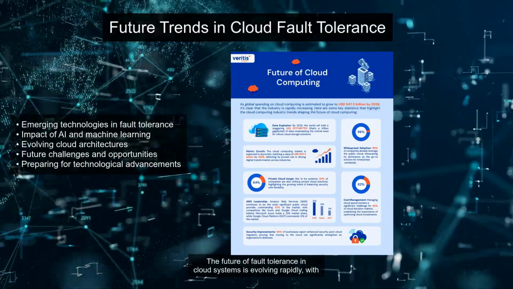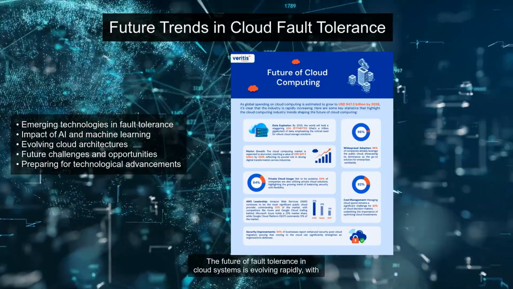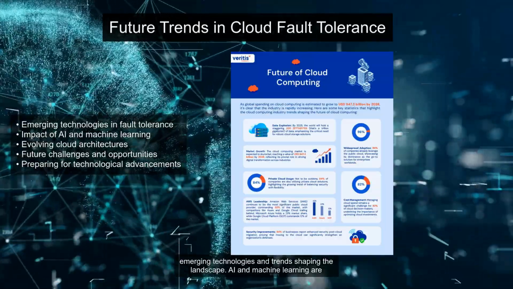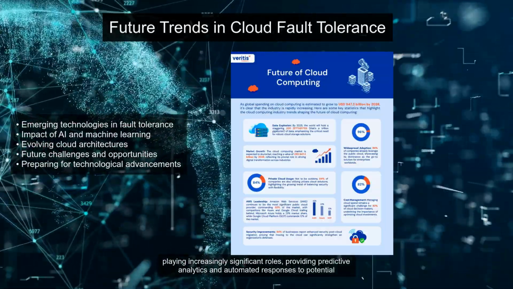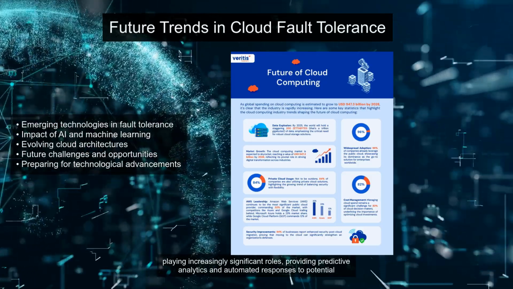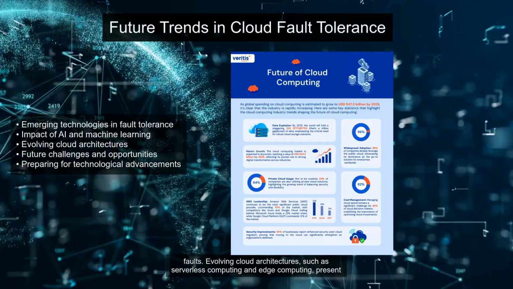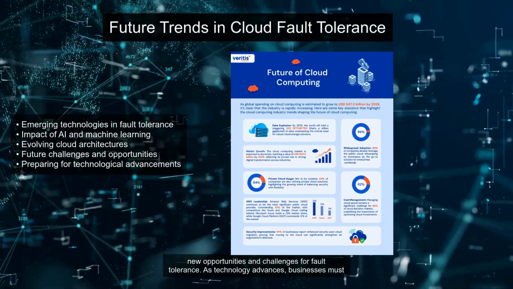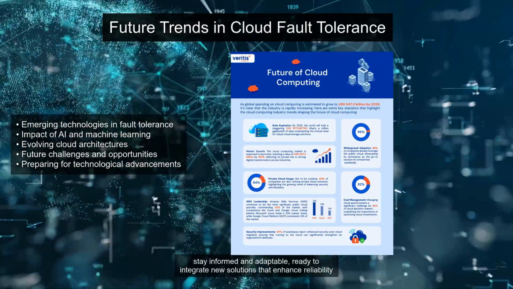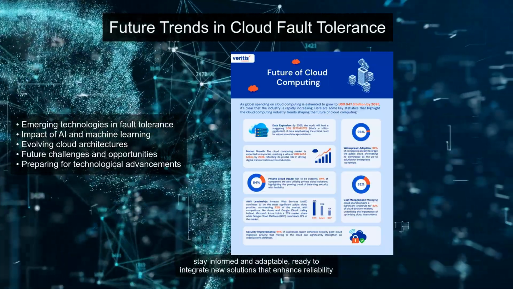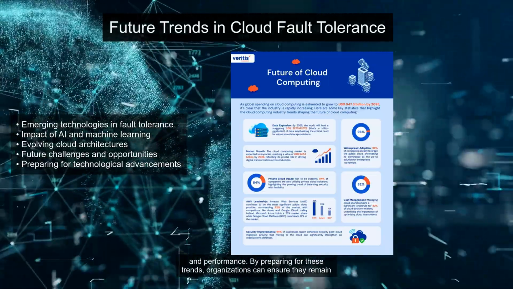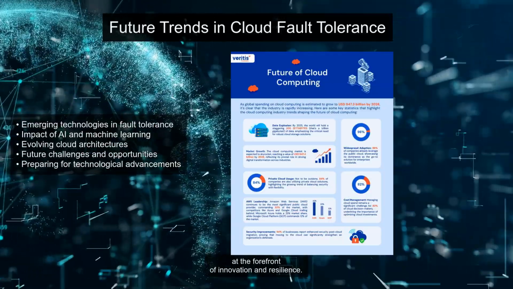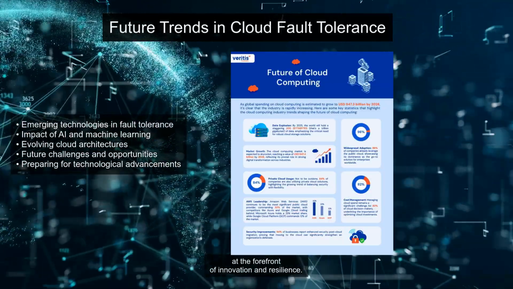The future of fault tolerance in cloud systems is evolving rapidly, with emerging technologies and trends shaping the landscape. AI and machine learning are playing increasingly significant roles, providing predictive analytics and automated responses to potential faults. Evolving cloud architectures, such as serverless computing and edge computing, present new opportunities and challenges for fault tolerance. As technology advances, businesses must stay informed and adaptable, ready to integrate new solutions that enhance reliability and performance. By preparing for these trends, organizations can ensure they remain at the forefront of innovation and resilience.